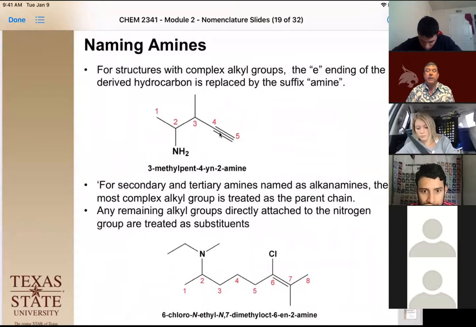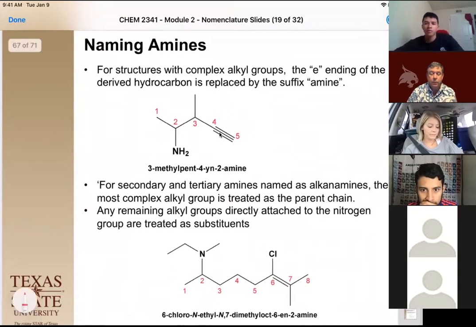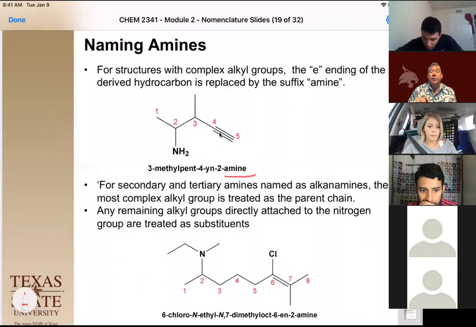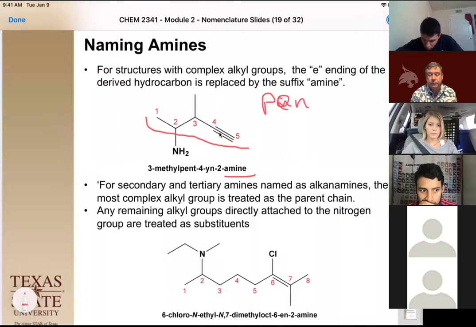The other way to name it is as the substituent on a longer chain. So in the case of having a more complex alkyl group, we would name the alkyl group and then tack the name amine at the end, but we have to show which carbon the amine's on. If we were to name just the alkyl group up here first, we have 1, 2, 3, 4, 5 carbons. So we're going to have a pent somewhere, right here.